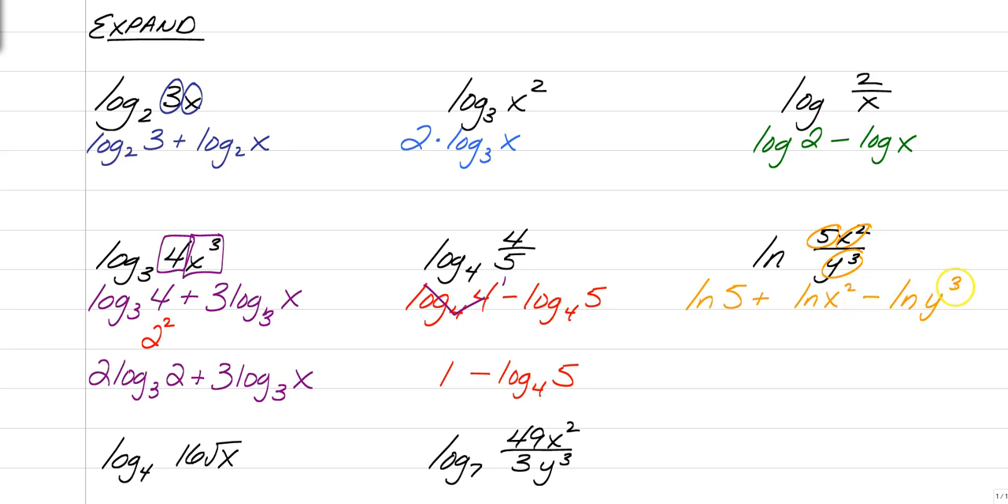But now we have to take care of those exponents. So those need to go in front as a multiplication. So the final answer is natural log of 5 plus 2 times the natural log of x minus 3 times the natural log of y. All right? So that's it.